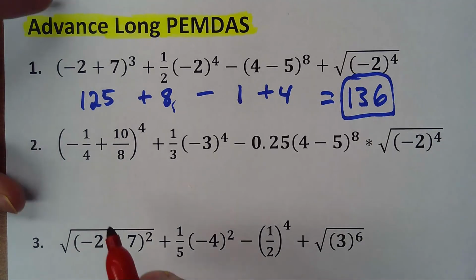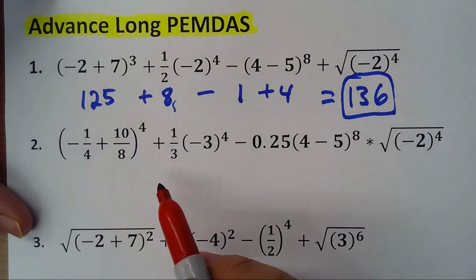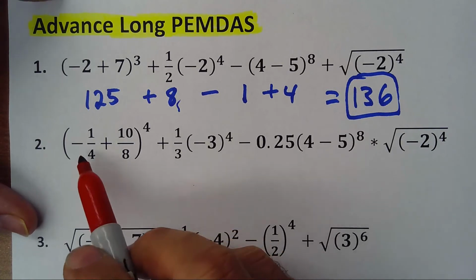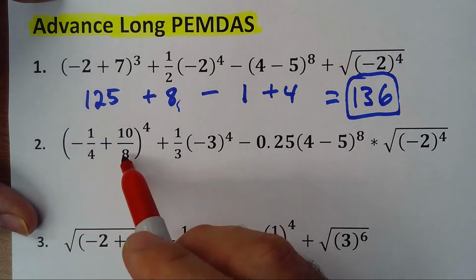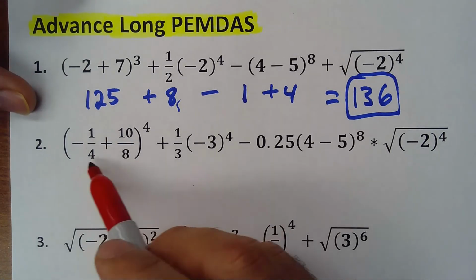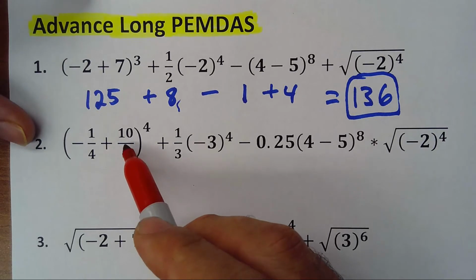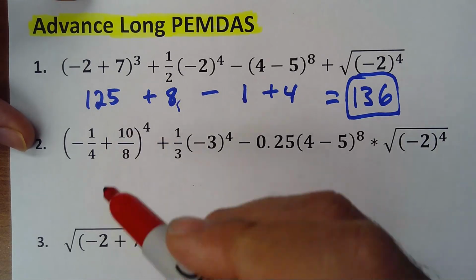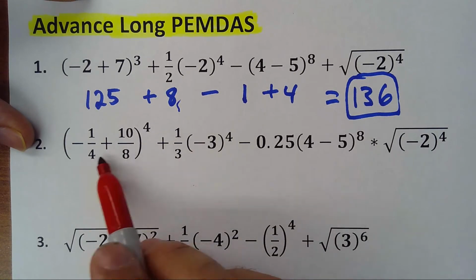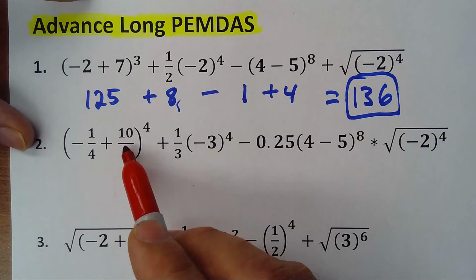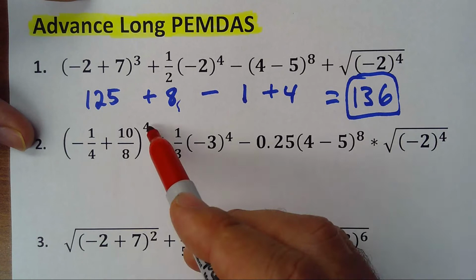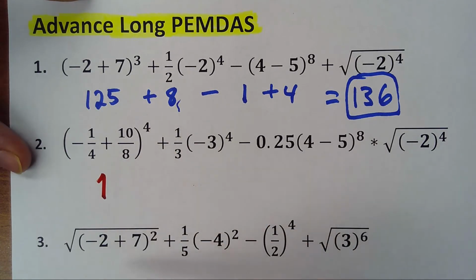So let's move on. This one looks kind of impressive, but if you know how to do it, you will do it very easily. So here I have a negative 1/4 and 10 over 8. If I add those two, 10 over 8 is the same as 5 over 4. So 5 over 4, I have the same denominator here. 5 minus 1 is 4. 4 over 4 is 1. So all these parentheses here, the answer is 1. Raised to the 4, it equals 1.